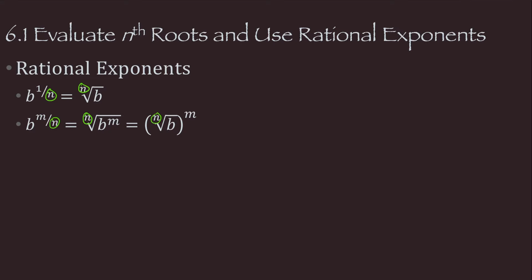The numerator of the exponent, it doesn't matter if you do b to the m or the nth root of b to the m. It still just stays an exponent. But the denominator of the exponent is your root. So to evaluate 36 to the 1/2, that's our index, so that would be the second root of 36. Well, the second root is just the square root. The square root of 36 is 6.